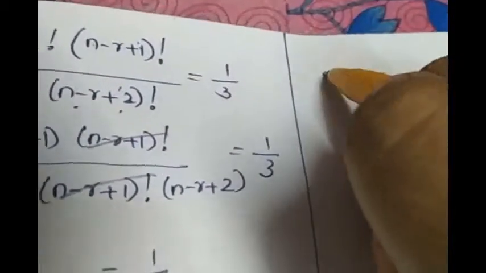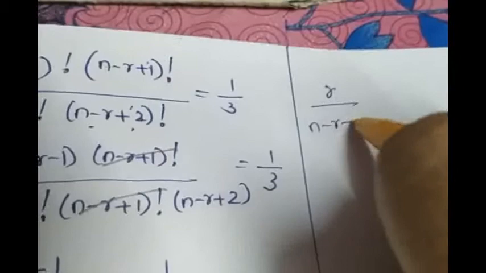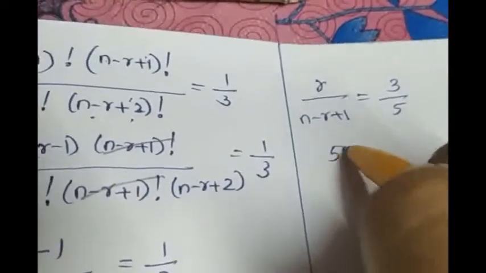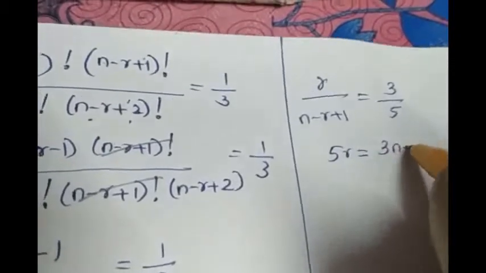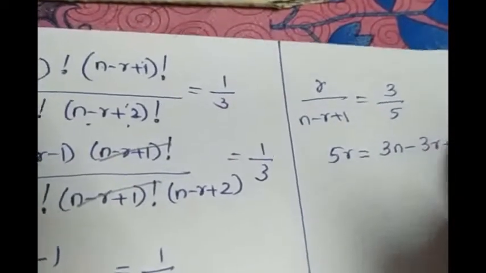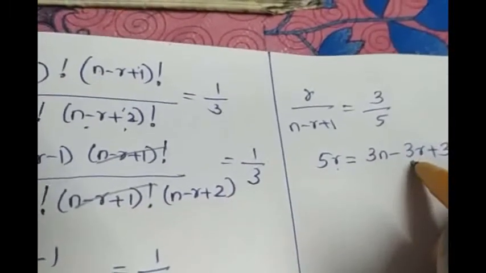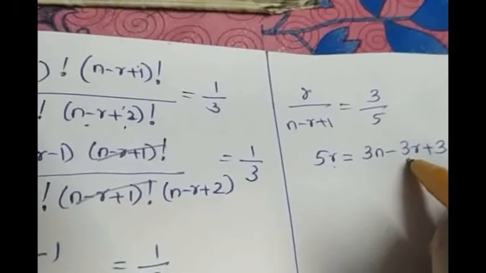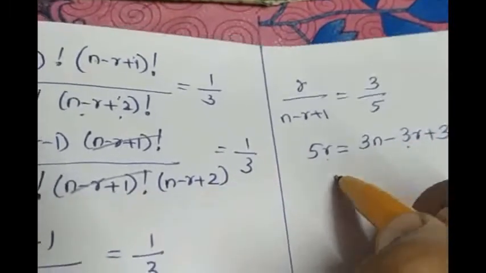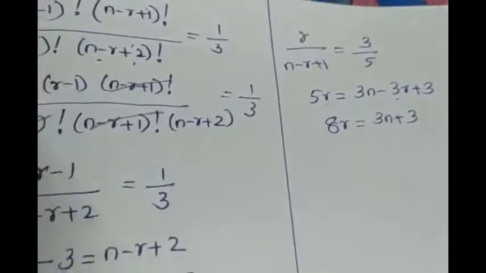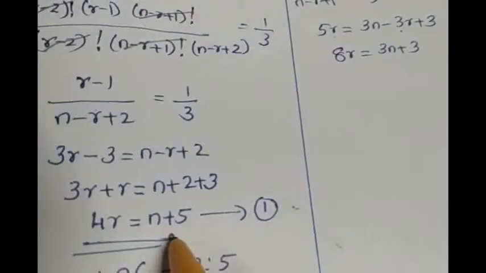So what we get is r divided by (n minus r plus 1) is equal to 3 divided by 5. Just cross multiply. 5r is equal to 3n minus 3r plus 3. Collect r to the left side. So 5r minus 3r becomes plus 3r, isn't it? So 5r plus 3r is 8r is equal to 3n plus 3. From equation number 1, what we get? 4r is equal to n plus 5.